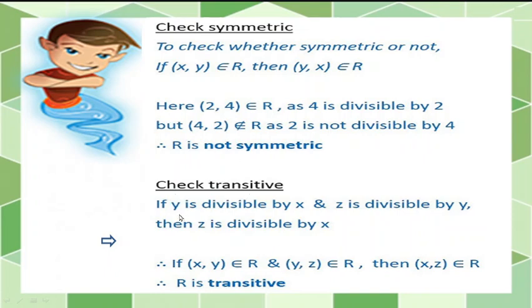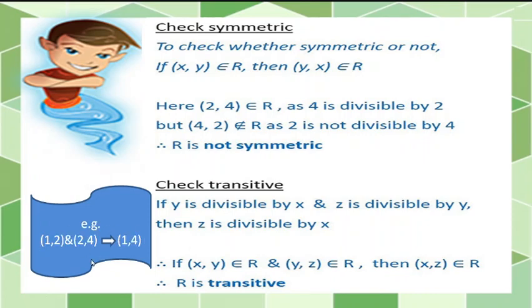Now let's check transitive. If y is divisible by x, z is divisible by y, then surely z is divisible by x. This we can understand with the help of this example. If we take this pair (1, 2), this is in the relation because 2 is divisible by 1. We take (2, 4). So 4 is also divisible by 2. Then we have (1, 4). This is also in the relation because 4 is definitely divisible by 1.